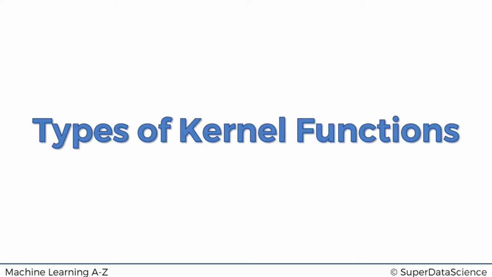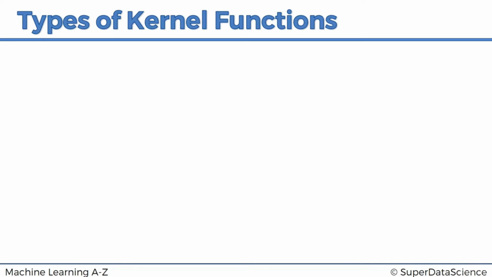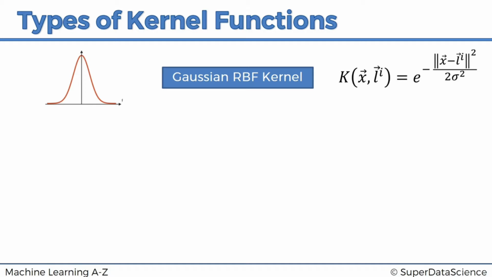I hope you enjoyed the previous tutorials, and today we're going to talk about the different types of kernel functions. So the final thing that you need to know about the kernel SVM is that the radial basis function, which is also called the Gaussian function, is not the only kernel function that is used in this method. So let's have a look at a couple.